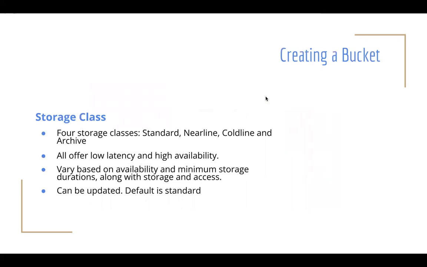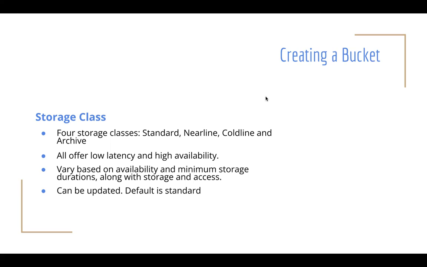All right, so after choosing location, you now have to choose the storage class. There are 4 storage classes in GCP. There is standard, nearline, coldline, and archival. So I'm going to go through this in the next slide, but they all offer low latency and high availability, right? And these storage classes can be changed, unlike the storage name and the storage location that once you have chosen it, you can't change it. Storage class, you can actually change it. And if you don't choose a storage class, it will automatically choose the standard one for you.